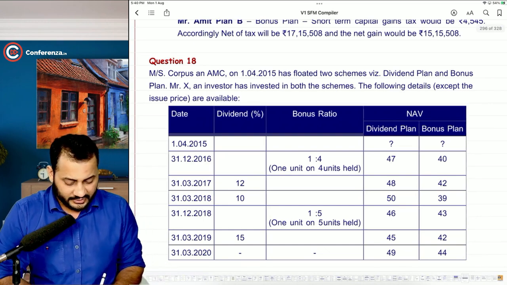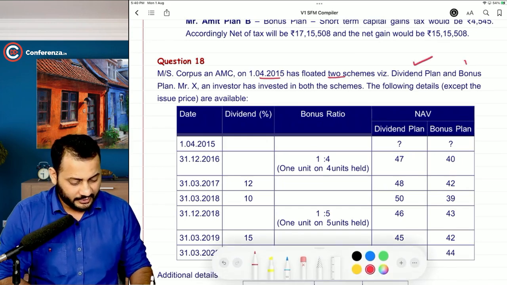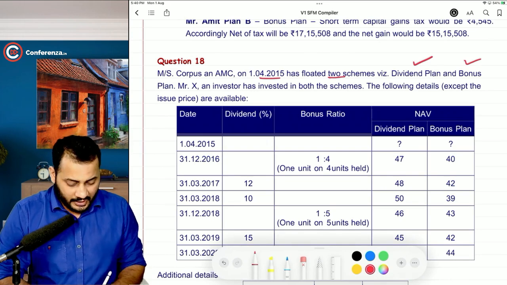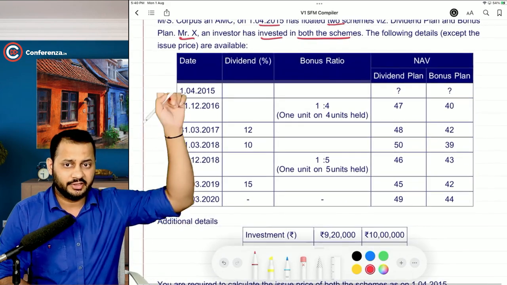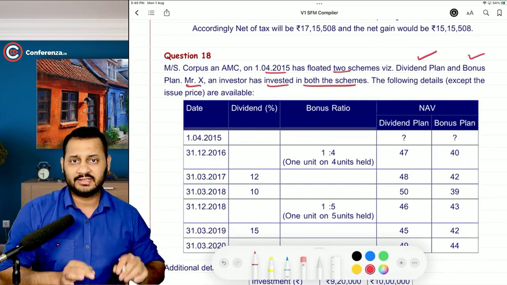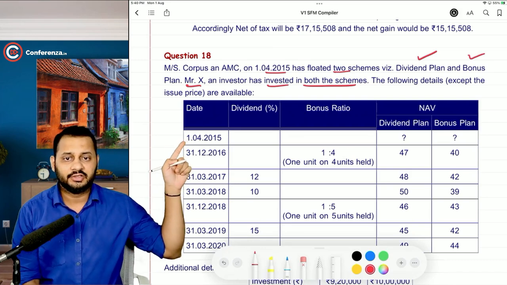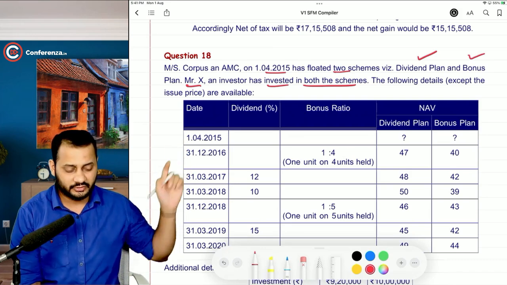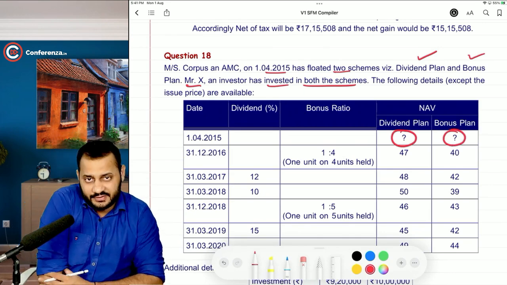Messrs Corpus Asset Management Company on 1/4/2015 has floated two types of schemes, the dividend plan and the bonus plan. Okay. And there is an investor called Mr. X who invested in both the schemes. The following details are as follows, except the issue price. See, at what price Mr. X has purchased the units, no one knows about this. So this is the date on which the units were purchased, 1/4/2015. This is what you have to find out, the issue price.